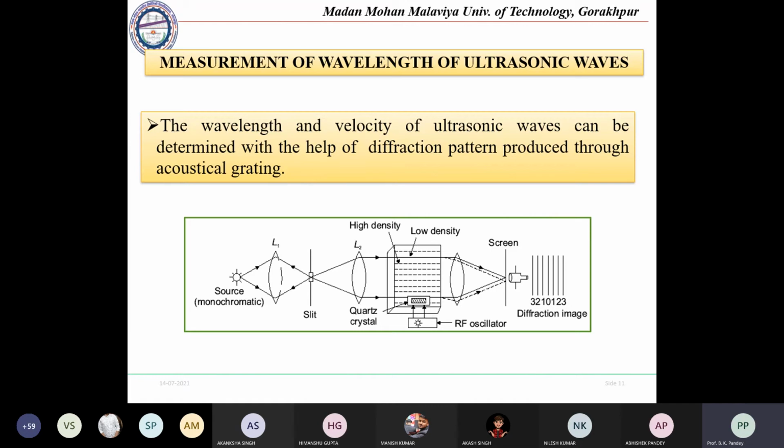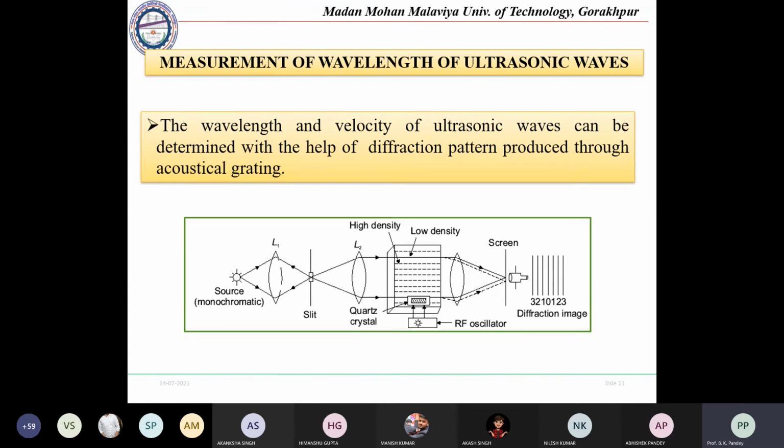There are 15,000 lines per inch. That is the optical grating. Here, what we are seeing is that the liquid column has been placed in the path of the ultrasonic waves. When the ultrasonic waves pass through that liquid column, at some places the liquid column becomes denser, and at some places it becomes rare, and the repetition is exactly the same and identical. That's why the liquid grating has been formed.